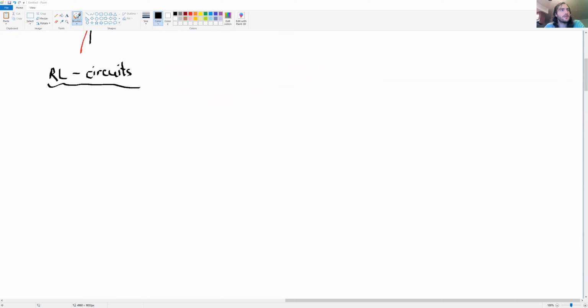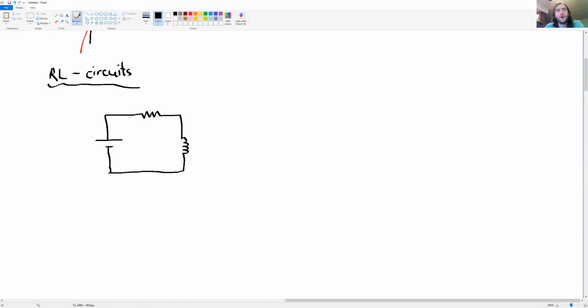So, RL circuit. What is an RL circuit? Well, an RL circuit is exactly what it sounds like. We have a source of potential difference, we have a resistor, and we have an inductor. Let me try and draw it nice and neat here for us. And later we'll talk about what happens when we add a capacitor into the mix.